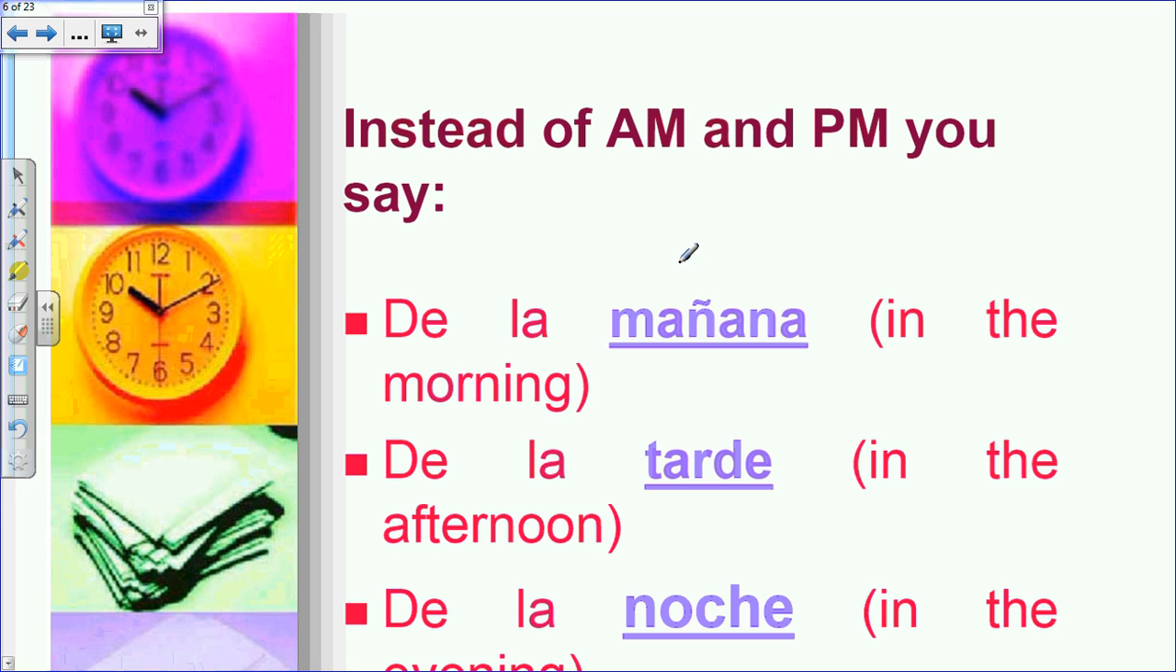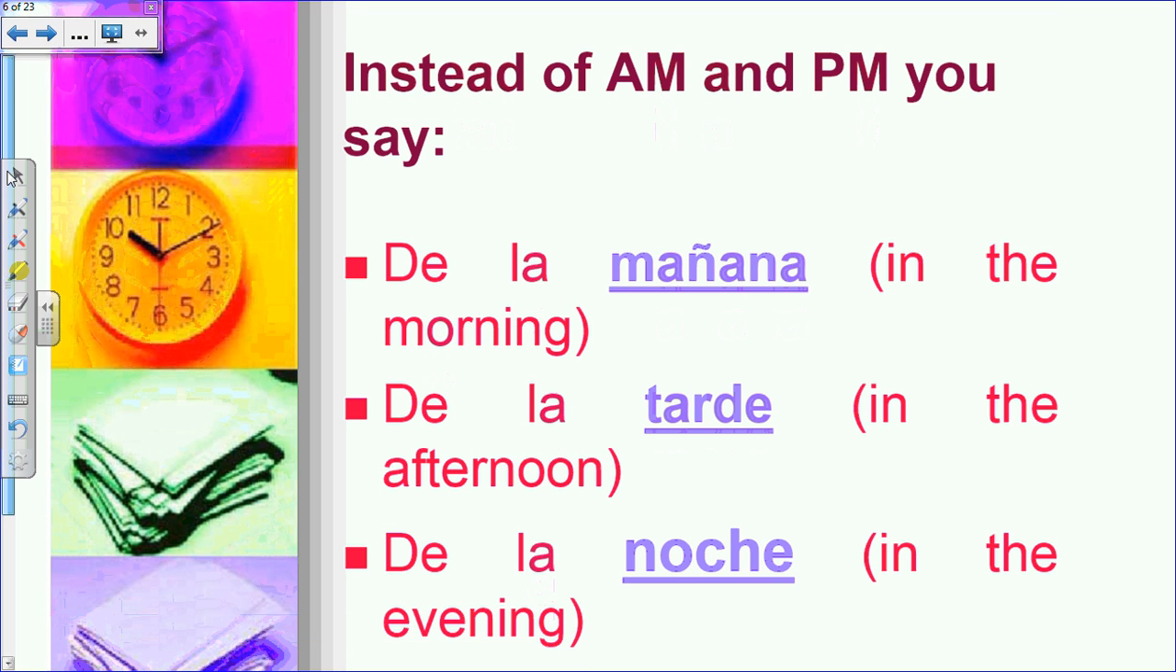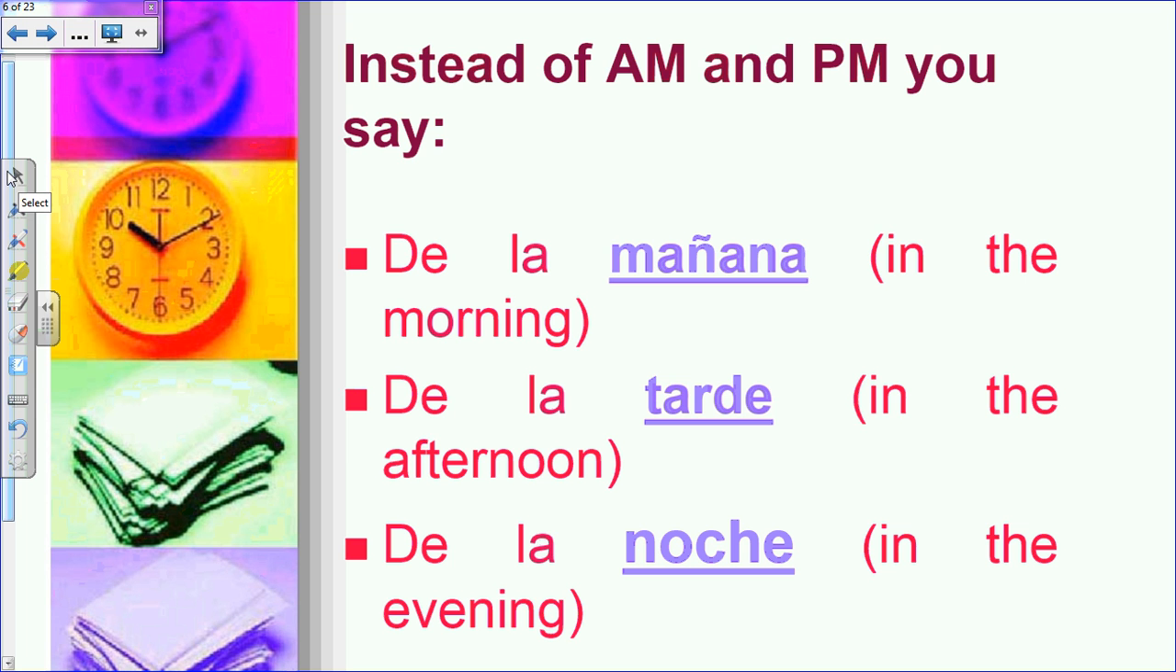So instead of AM or PM in Spanish, we have the expressions de la mañana, kind of like buenos días, por la mañana, okay. De la mañana means in the morning. We also have then de la tarde. So when I greet you and I may say buenas tardes, this means good afternoon. So de la tarde is in the afternoon. And don't forget to say good evening is buenas noches. So to say in the evening is de la noche.